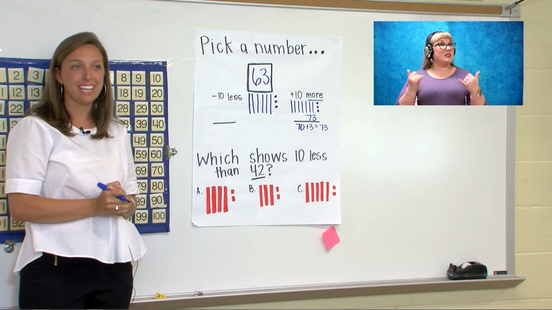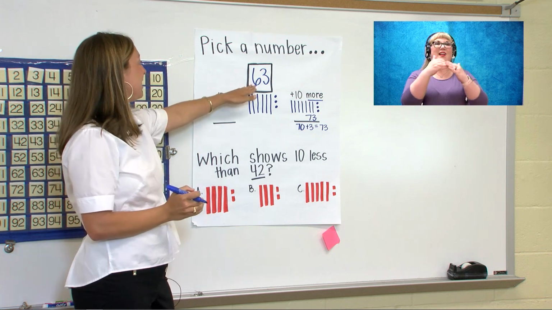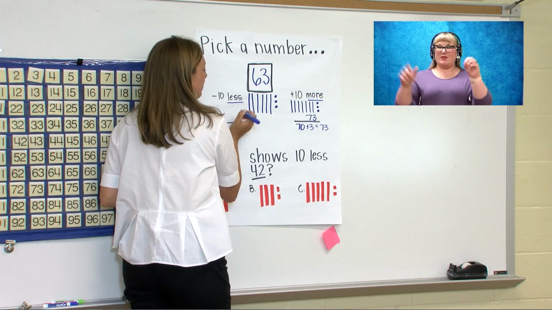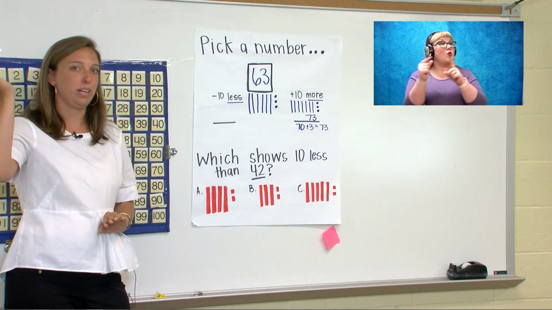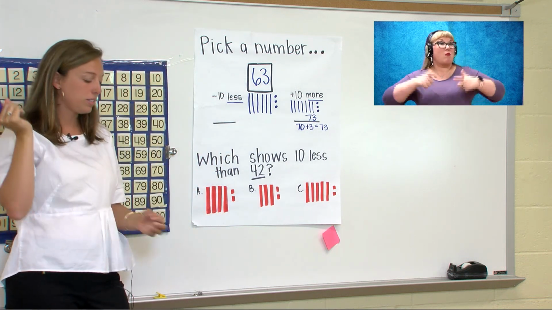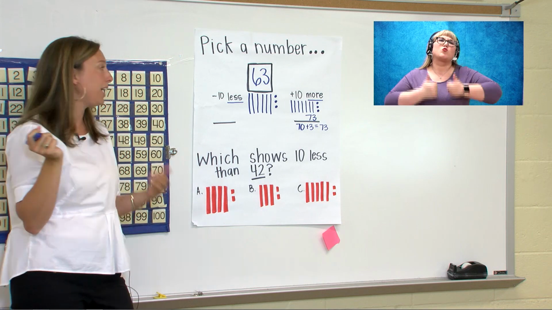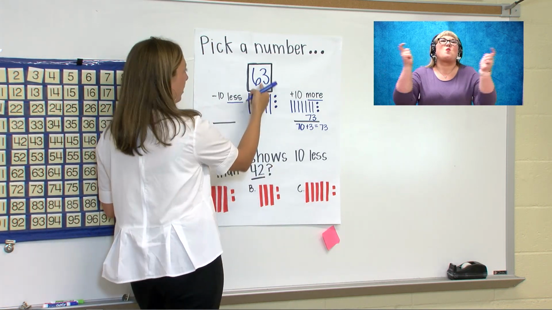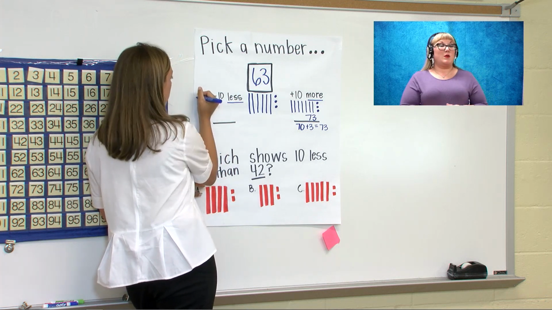Now we're going to do 10 less. 10 less than 63. Remember what the word less meant. Is it going to get bigger in the tens place or smaller in the tens place? We're going to get smaller. So let's write out our 63 one more time.